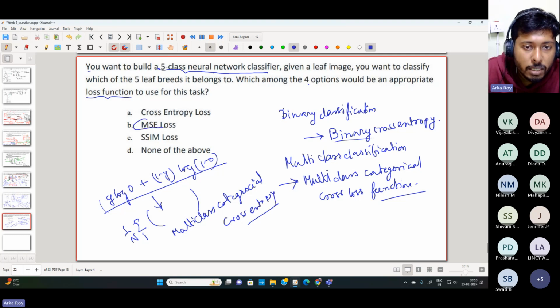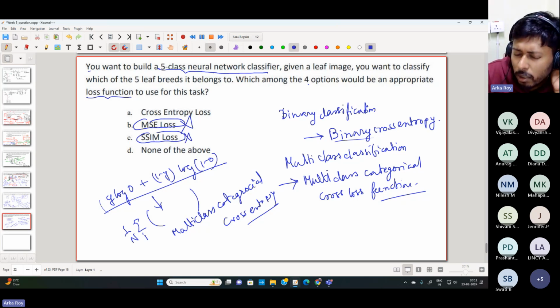Over here we have MSE loss. So MSE is not used. SSIM is called structural similarity index. So SSIM is also not used. You will see it in probably the 12th week or something, when semantic segmentation will come. People use this particular loss function for those applications. As we have not covered semantic segmentation, I'm not explaining the SSIM loss. But as far as MSE loss is concerned, we do not use MSE for classification tasks. So the final option is cross entropy loss.